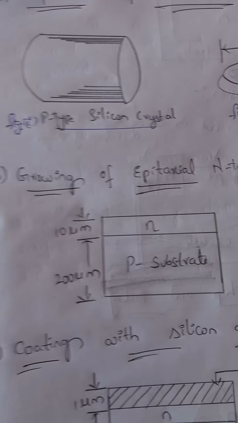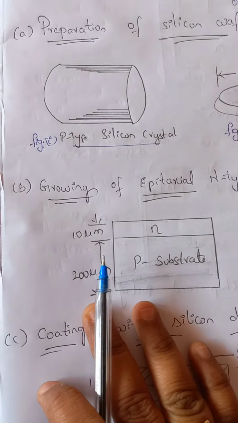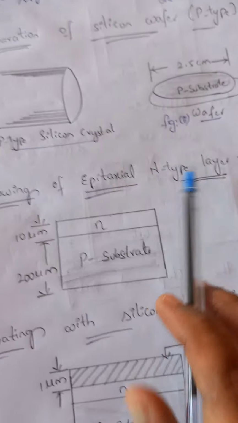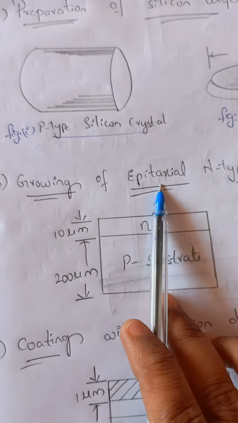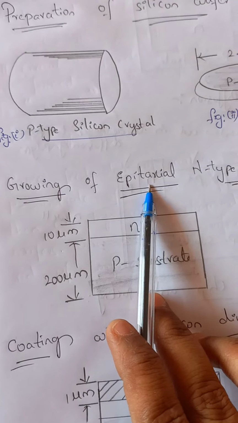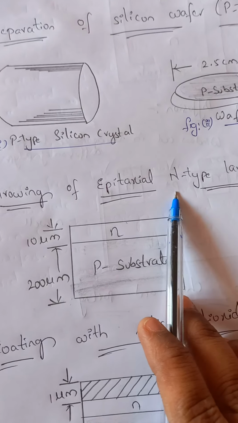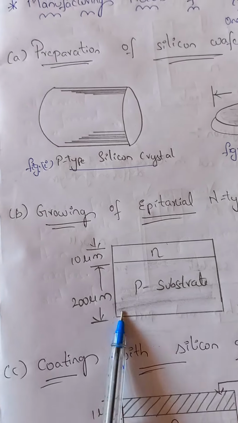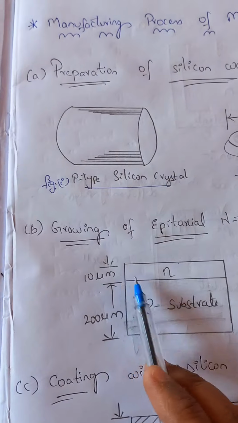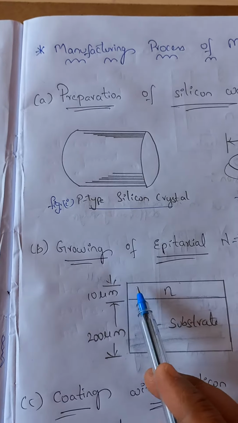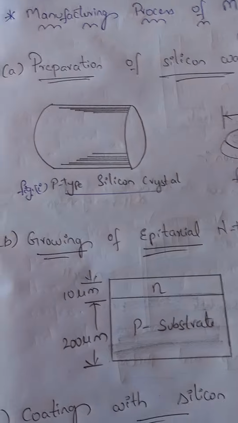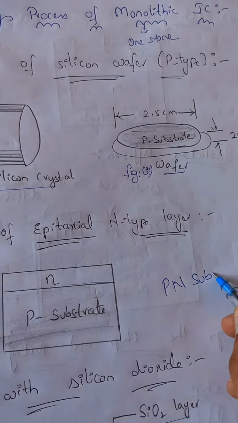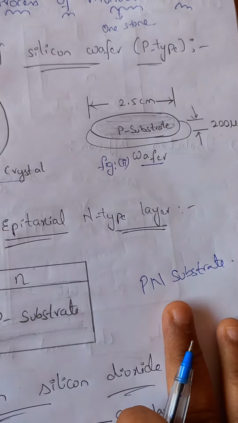Next in the manufacturing process, we go for growing the epitaxial n-type layer. Epitaxial here refers to a type of crystal growth, and the crystal growth I'm going to do here is n-type. On the p substrate, I take around 10 micrometers of n-type layer. This n-type layer is grown on the p substrate. Finally, we can say there is a formation of PN substrate.